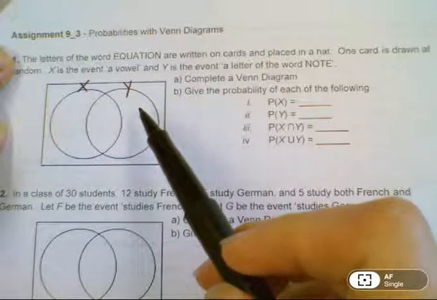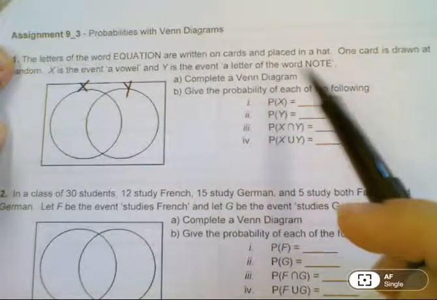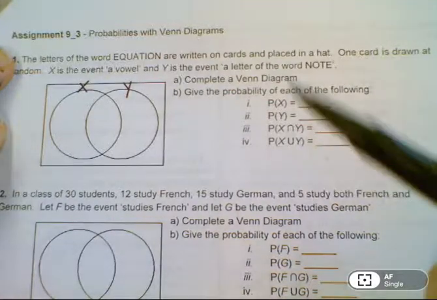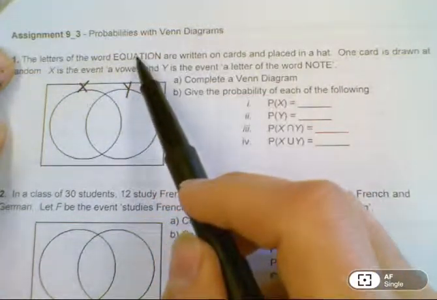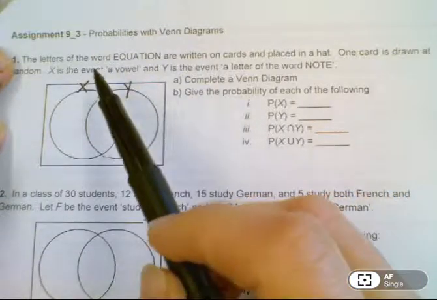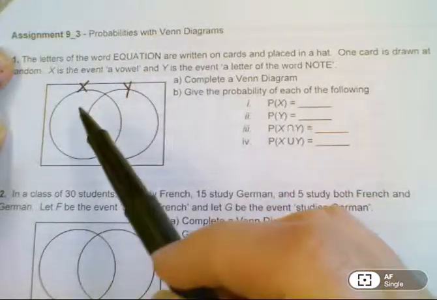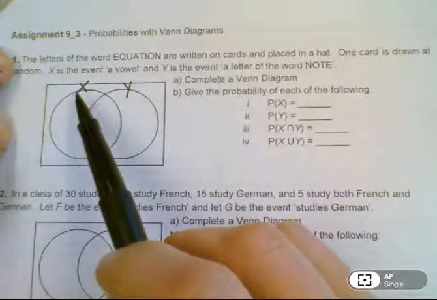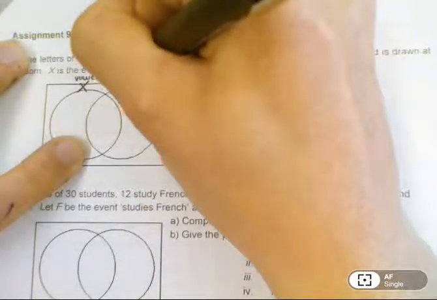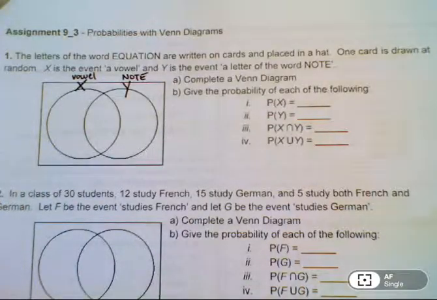That means if we have a letter and it's in the word note, it's got to go in the Y bubble. So this is a bit bizarre. These are the letters that we're working with. So these letters are placed in a hat. So what we need to do is go through one by one. We've got these letters, and we're going to figure out where they go. If it's helpful, you can write vowel here, and you can write N-O-T-E here. Okay, so let's go through them.